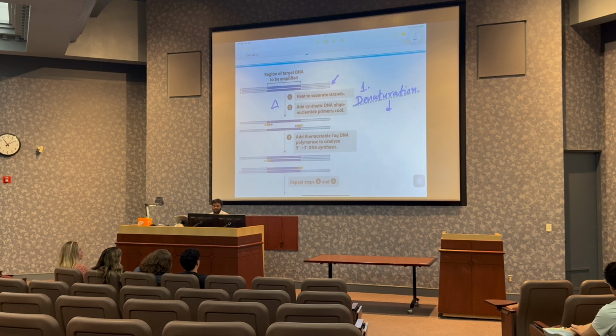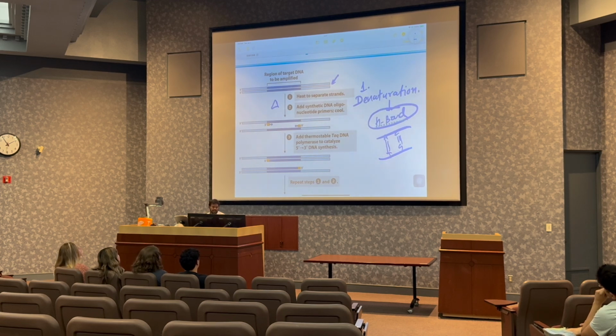Which bond will break if you denature DNA? Yes, hydrogen bonds. Because the two strands are connected with hydrogen bonds: adenine and thymine, two hydrogen bonds, and cytosine and guanine, three hydrogen bonds. So in the denaturation step, hydrogen bonds are broken if you apply heat to them.